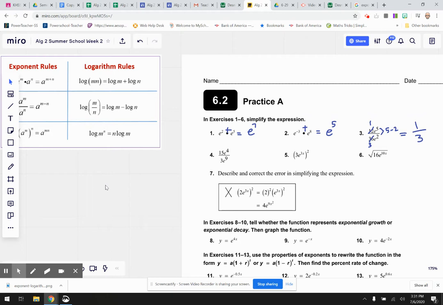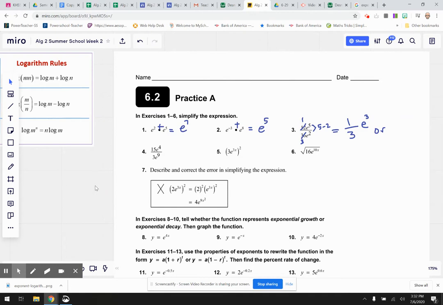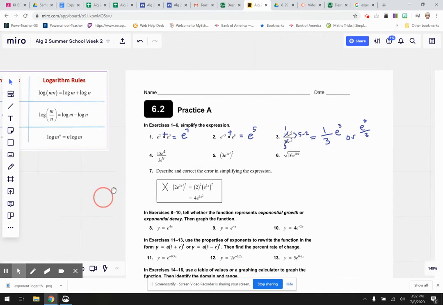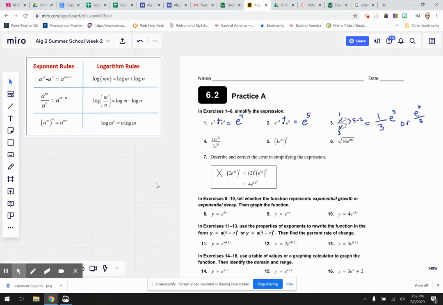Now you could put it on top or you could put it next to it. Either way, it doesn't matter. Either here or up here on top works. So your answer could technically be this, or you could have e to the 3rd power over 3. So both answers actually work there. So that's number 3. Let's look at 4.